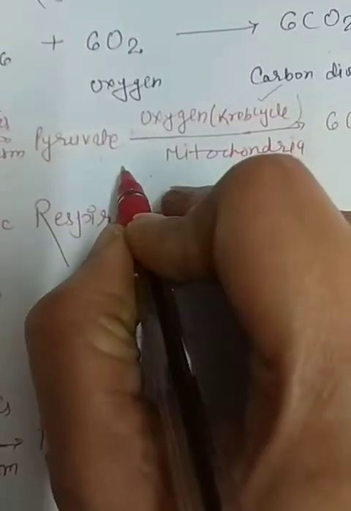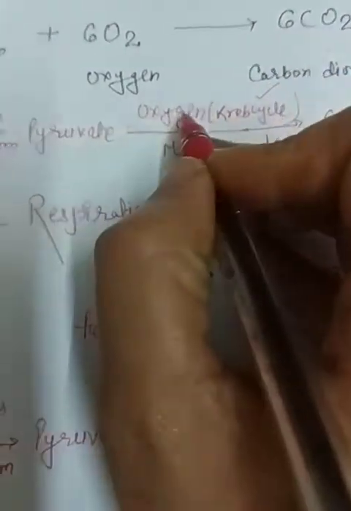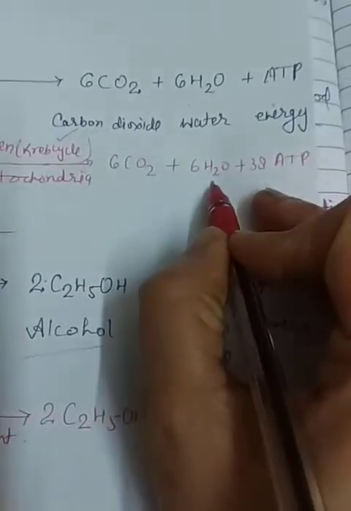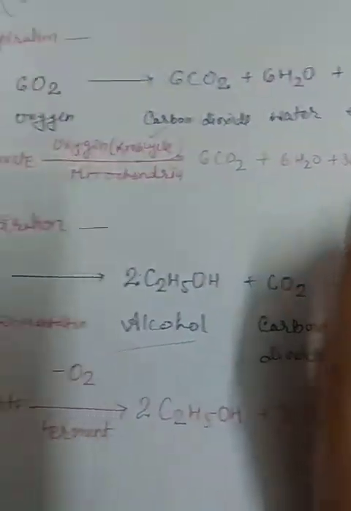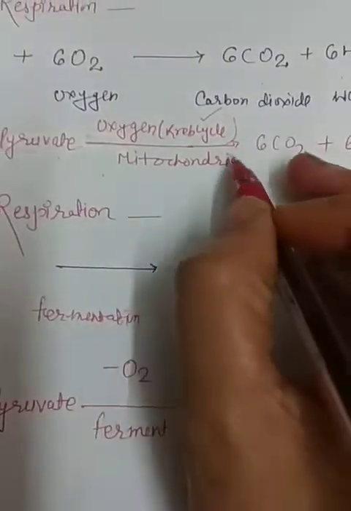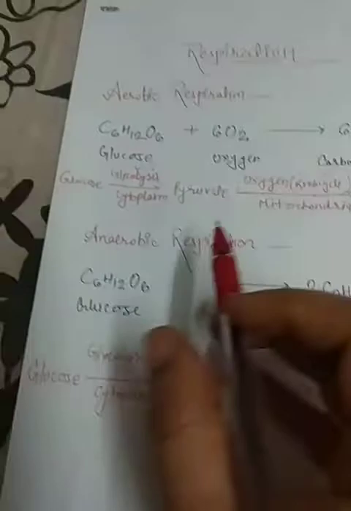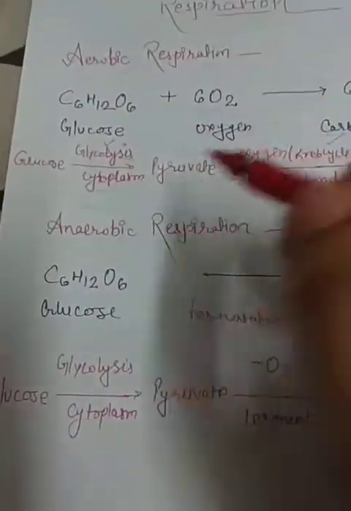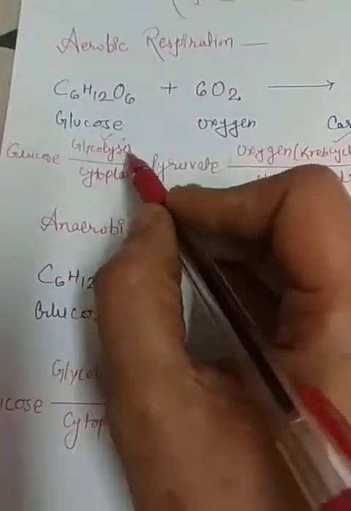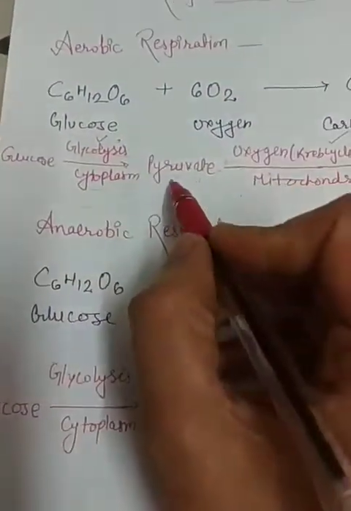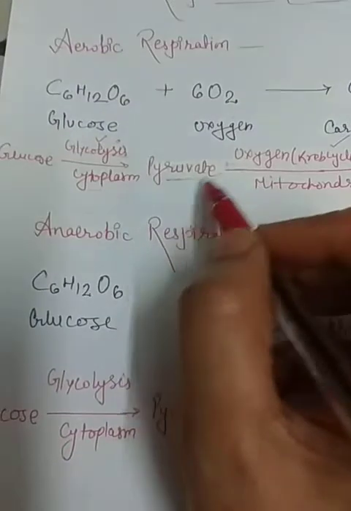And then the next step is Krebs cycle. In the presence of oxygen, pyruvate breaks down into carbon dioxide, water, and produces ATP molecule energy. And this Krebs cycle occurs in the mitochondria of the cell. Okay, so aerobic respiration occurs in two steps. First phase is glycolysis, second step is Krebs cycle. So pyruvate is the middle product.